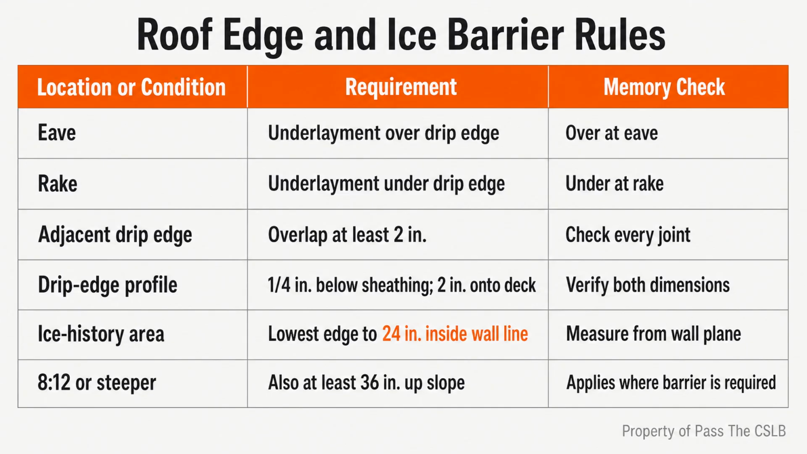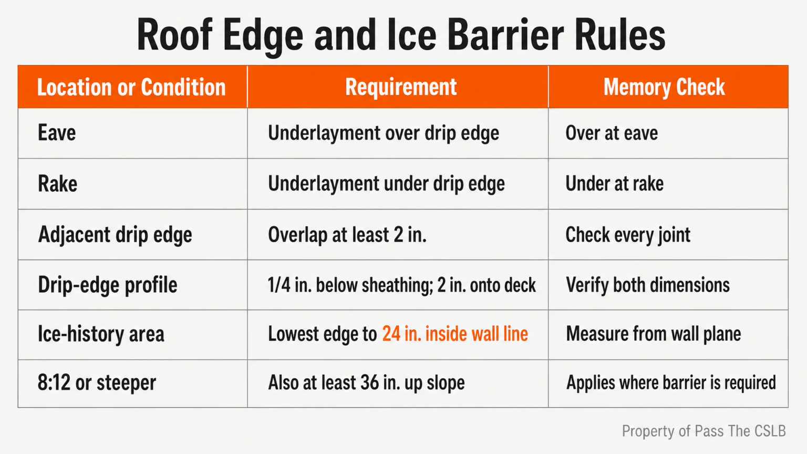Ice dams make the wall line measurement easier to understand. Heat loss can warm an upper portion of a snow-covered roof while the overhanging eave remains colder. Meltwater can run down, refreeze at the colder eave, and back water up beneath the roof covering. Extending the barrier inside the exterior wall plane protects the transition toward the conditioned part of the building. I would still verify whether the project location triggers the requirement, and whether approved documents or local amendments add anything further.